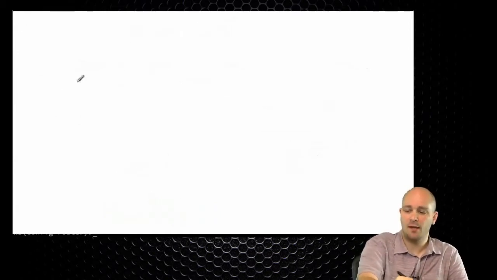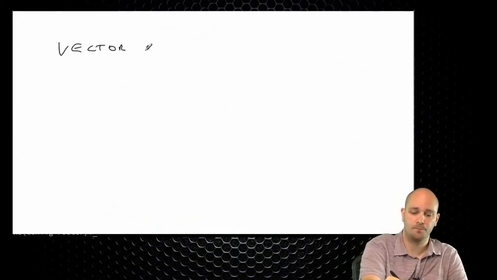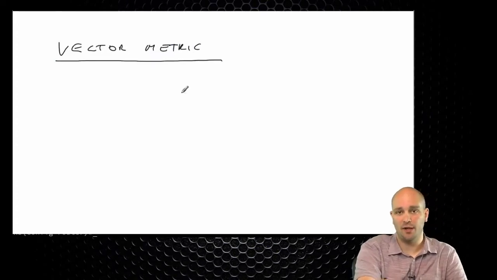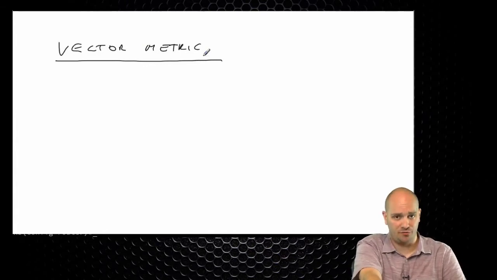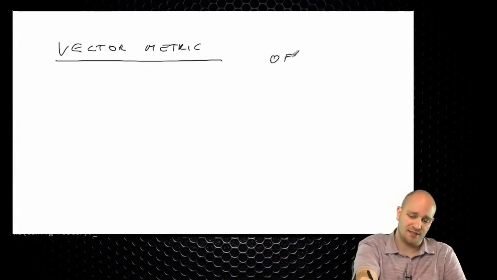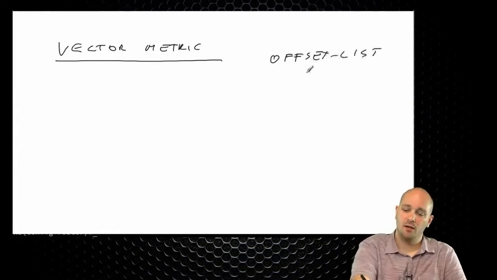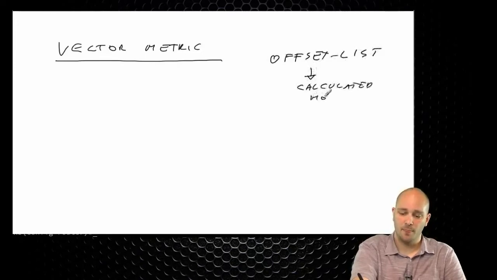Because remember, EIGRP uses something that is called vector metric, which means that the calculated value is never actually communicated to any of the neighbors. So when you use the offset list, you are actually influencing the calculated metric, which means that you are influencing a composite metric.